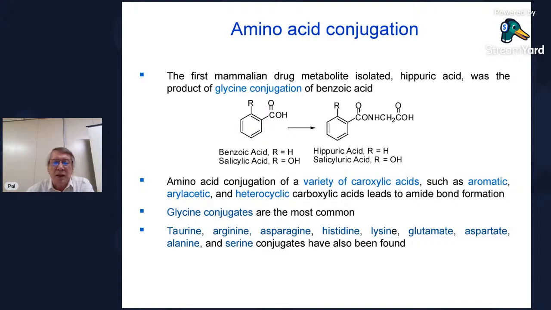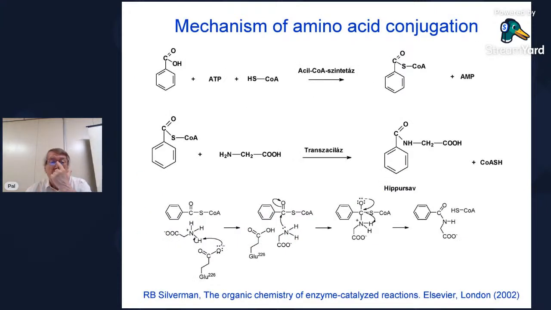can also be involved in such conjugation reactions, and a variety of carboxylic acid foreign substances such as aromatic carboxylic acid, aryl acetic carboxylic acid, and even heterocyclic carboxylic acids can form these conjugates. So as you can see, in the case of benzoic acid or salicylic acid, the conjugate is an acetamide. For conjugates involving the formation of amide bonds, the parent compound becomes more polar in this case.